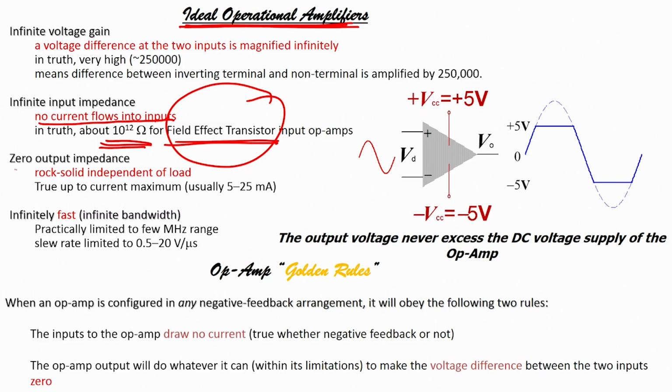When we talk about output impedance, it is 0 or it is low. Last is infinitely fast, it has infinite bandwidth. This is when we talk about an ideal operational amplifier, but practically it is limited to a few megahertz, and it can also be determined by understanding the slew rate.